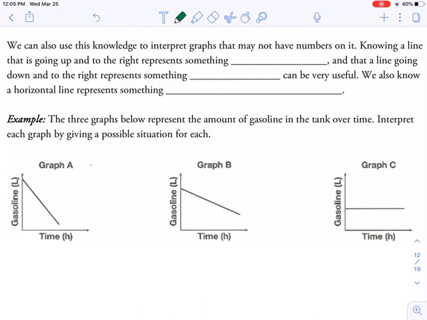So we know that a line going up and to the right represents something that is increasing, right? We know that a slope value that is positive represents something increasing, and we also know that a positive slope has a line going up and to the right, so we can put those together, knowing that a line going up and to the right means increasing, and then similarly that a line going down and to the right represents something decreasing.